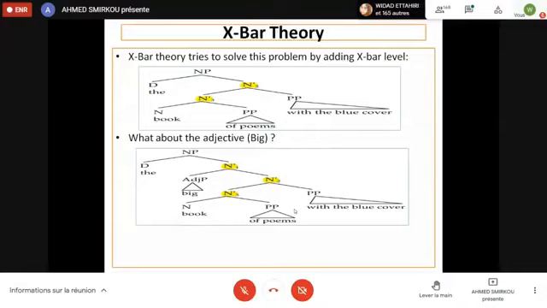How do we know? What are the claims of X-bar theory for the existence of this intermediate category? The claim is constituency tests. When we use constituency tests, we realize that there are certain constituents that do exist indeed, but they are not generated in the old tree structure, in the flat structure. Is it clear? Shall I move to the next point?